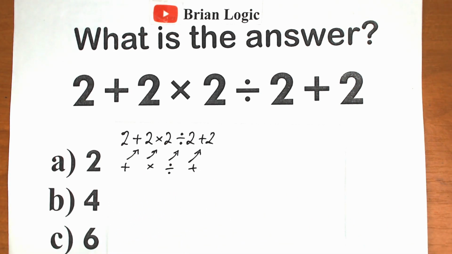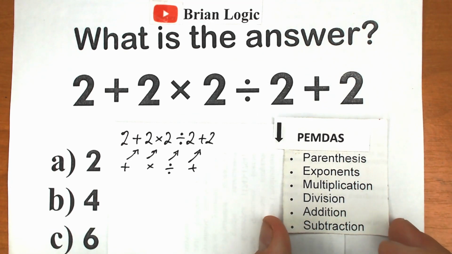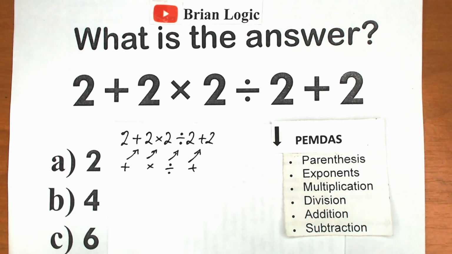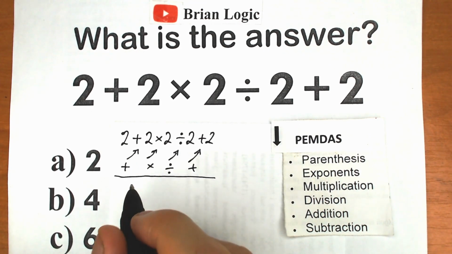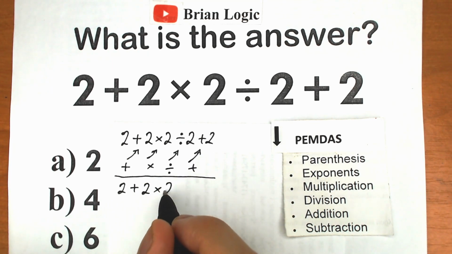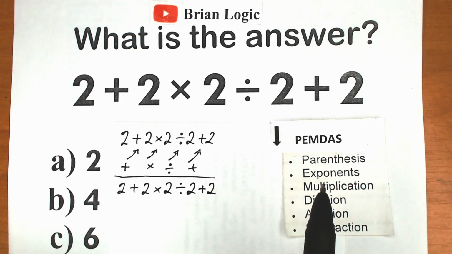For this question, let's look at the PEMDAS order of operations. This is the most popular order of operations in the world. All popular calculators, graphing calculators, internet library calculators, work according to this PEMDAS order of operations. So right now, let's scan what we have in our challenge, and let's solve this question according to PEMDAS. So we have 2 plus 2 times 2 divided by 2 and plus 2. Okay, here's our challenge, and here's our PEMDAS.